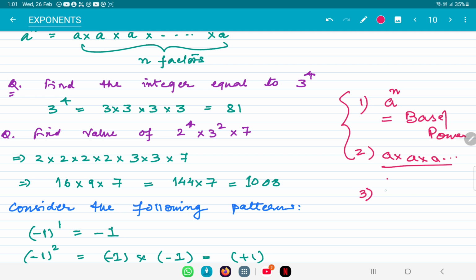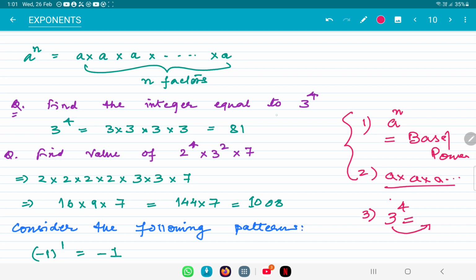In the third type, suppose they ask, like this, 3 raised to the power 4. You first write it in the form of a product and then write its final result. So see here, if they ask you to find the integer equal to 3 raised to the power 4, what we will write is 3 raised to the power 4.